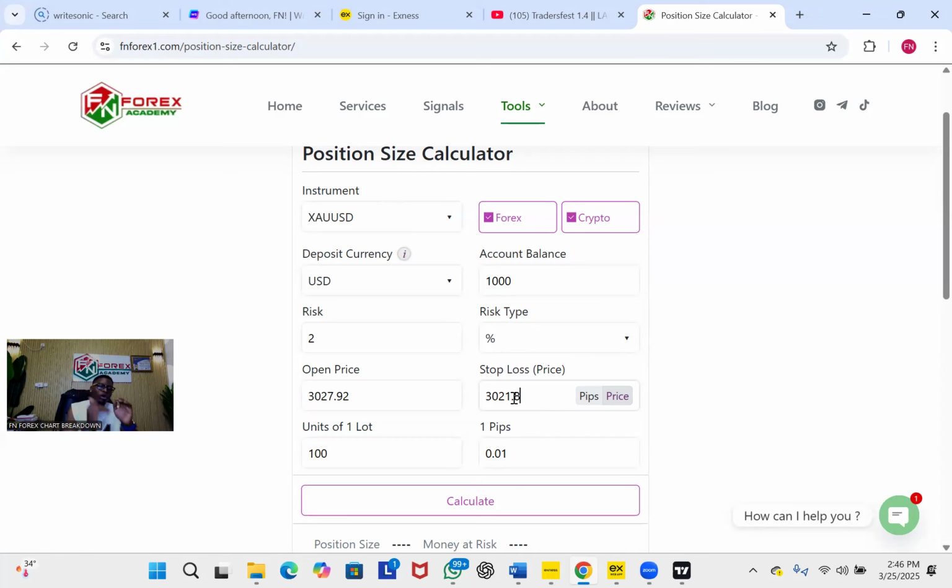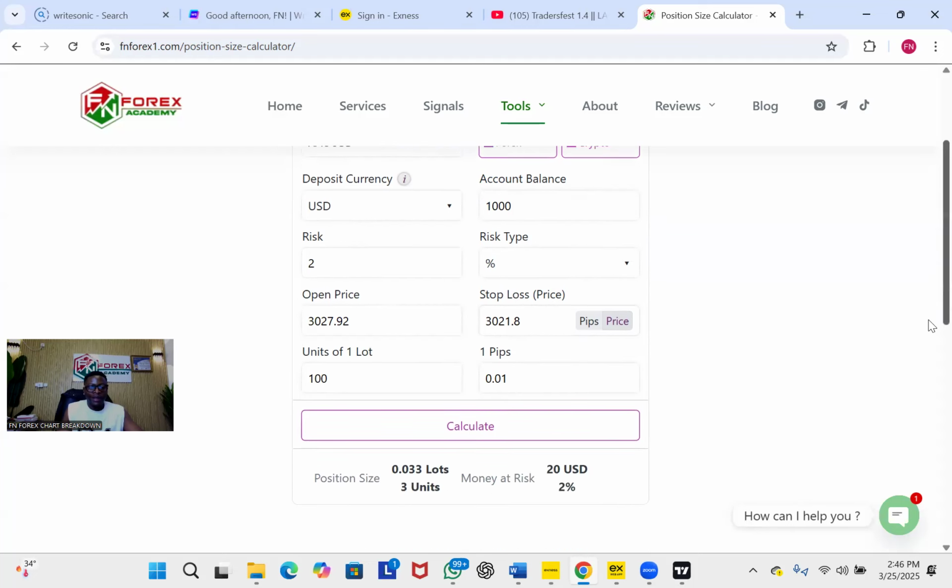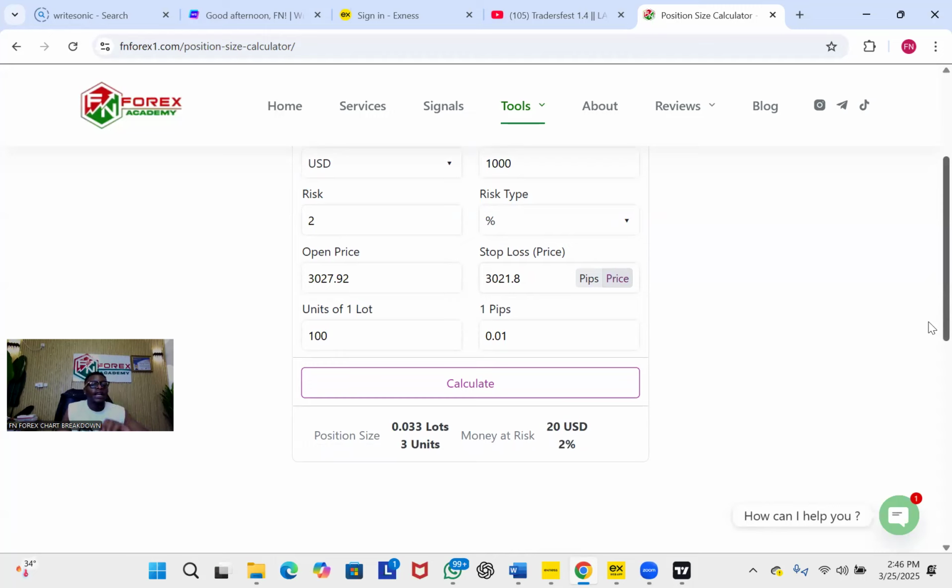So once you put your stop loss price, that is if I give you the signal, I'll say, okay, buy gold, put stop loss at this point. If I don't give you the number of pips, you will probably not know the number of pips you should be using, right? But I'll give you the price for the stop loss. You just have to come and put your stop loss here. Once you put your stop loss here, then you are good to get the actual lot size you should use.